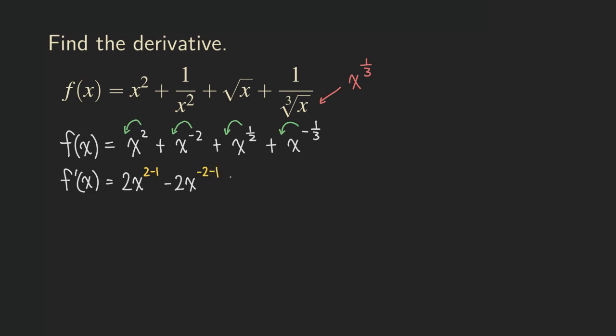Continue. We are going to get 1 over 2, right? We are going to get positive 1 over 2, and then x to the, what is that? That's 1 over 2 minus 1. And so far, so good. And the last one is that we are going to get the -1 over 3 as the coefficient, and then x to the, what is that? That's -1 over 3, and then we subtract 1 from it.